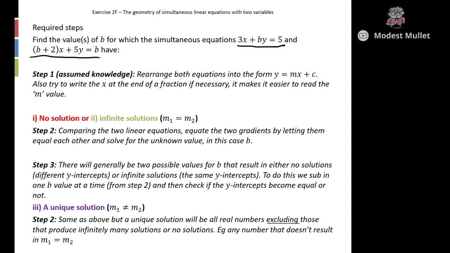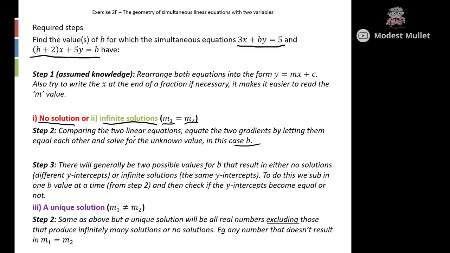Now steps 2 and 3 depend on what we're trying to find. Are we trying to find a unique solution, or are we trying to find when there's no solution or an infinite amount of solutions? For no solution and infinite solutions, step 2 starts the same way. Once we've rearranged them, we want to compare the two equations by equating their relative m values. We let them equal each other and find when they are equal to each other for that value of b. It'll make a little bit more sense on the next couple of slides.